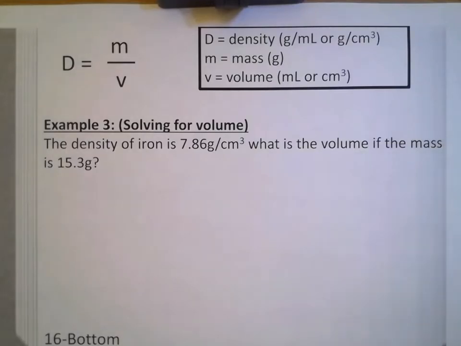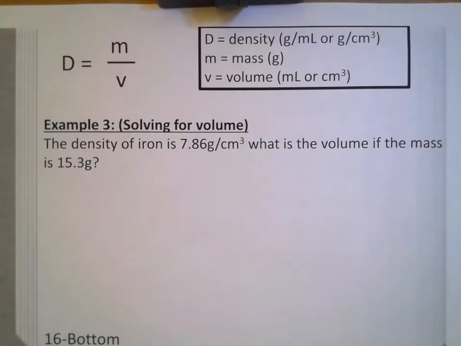Here's your third and final example. This time you're going to be solving for volume. The formula is still listed at the top so you can see it. D equals m over v, and the D stands for density. Mass is represented by an m, and v stands for volume. In the parentheses I have the units for each of those variables.